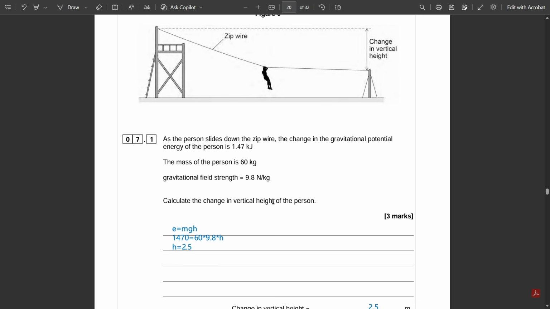to calculate the change in vertical height of the person, and the formula is E, once again in the formula book, E equals mgh, where it's specifically delta h, or change in height.